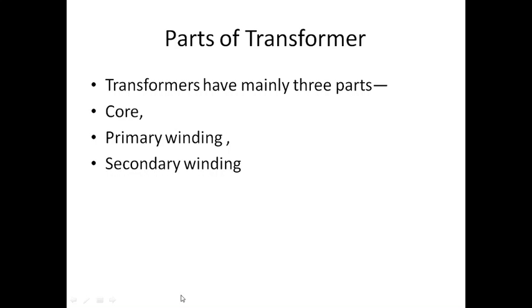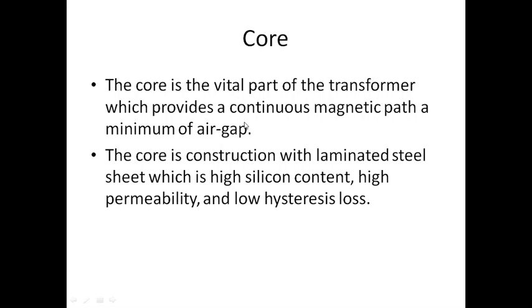A transformer has three parts: core, primary winding and secondary winding. The core plays a major role because the magnetic flux induced is taken care of by the core. The core construction will be laminated sheet with high silicon content, high permeability and low hysteresis loss. See, I have to have low loss, so according to that I have to construct my transformer, right?